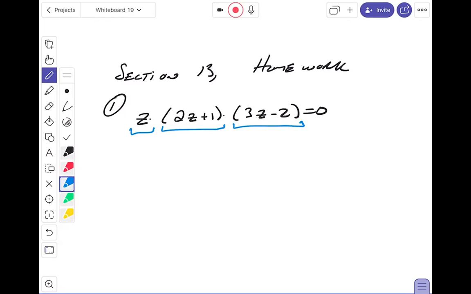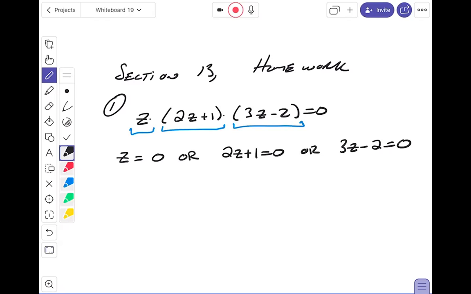So take each of the factors and set it equal to 0. Connect it with the word or. That last factor is 3z minus 2 equals 0. Well, the first equation is already solved, z equals 0. Let's do the second equation. How do you do that? What you're going to do is subtract 1 from both sides and then divide through by 2. All right, let's write this down. z equals 0, or z equals, again, remember we said subtract 1 and divide by 2, or, well, that last equation, add 2 and divide by 3.